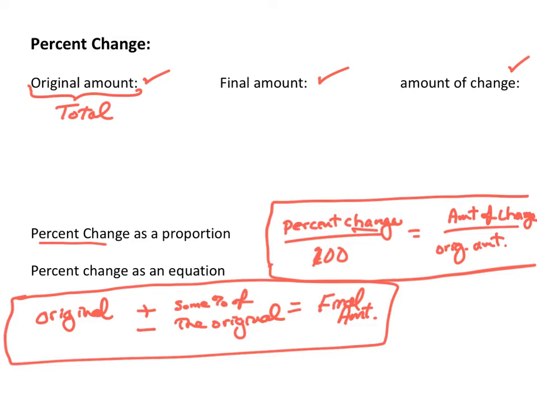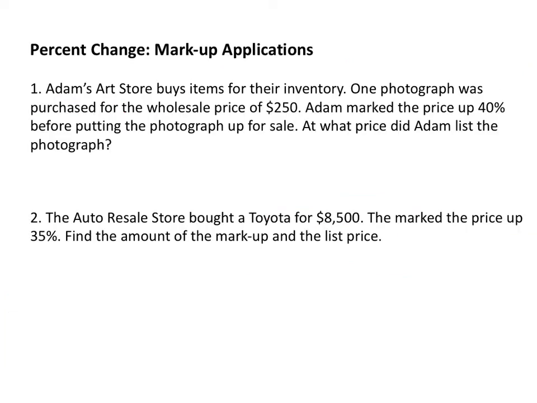Okay, let's see how we can use this. Here we go. Percent change, markup applications. Adam's art store buys items for their inventory. One photograph was purchased for the wholesale price of $250. He marked it up 40% before putting it up for sale. Okay, what was his final price, the list price on the photograph? Okay, so you can solve this with a proportion or an equation, whichever you prefer.